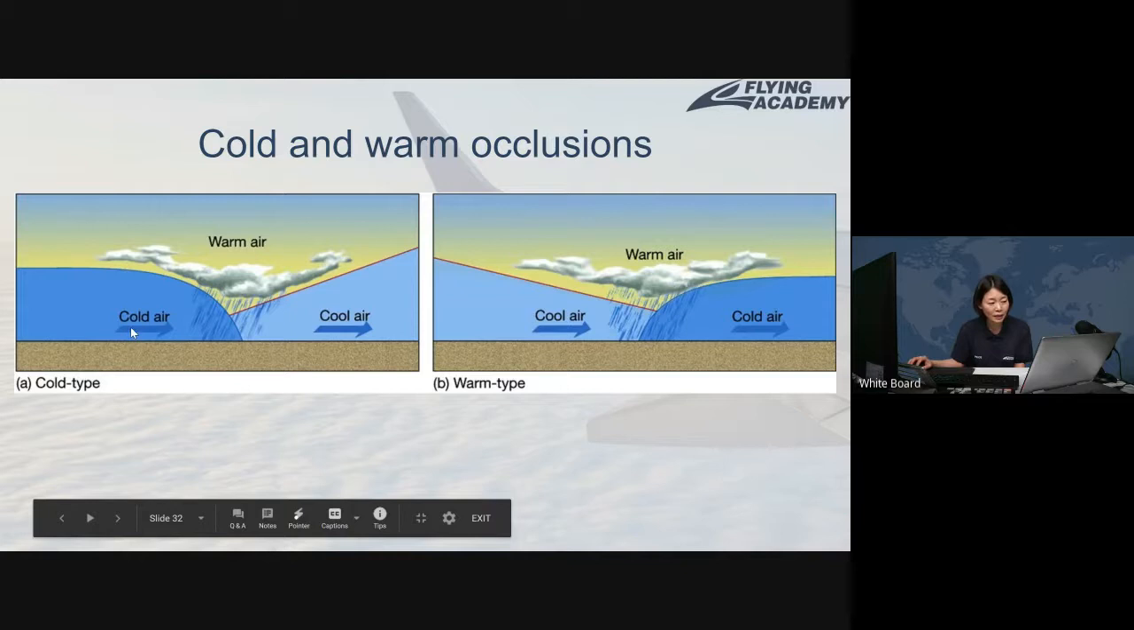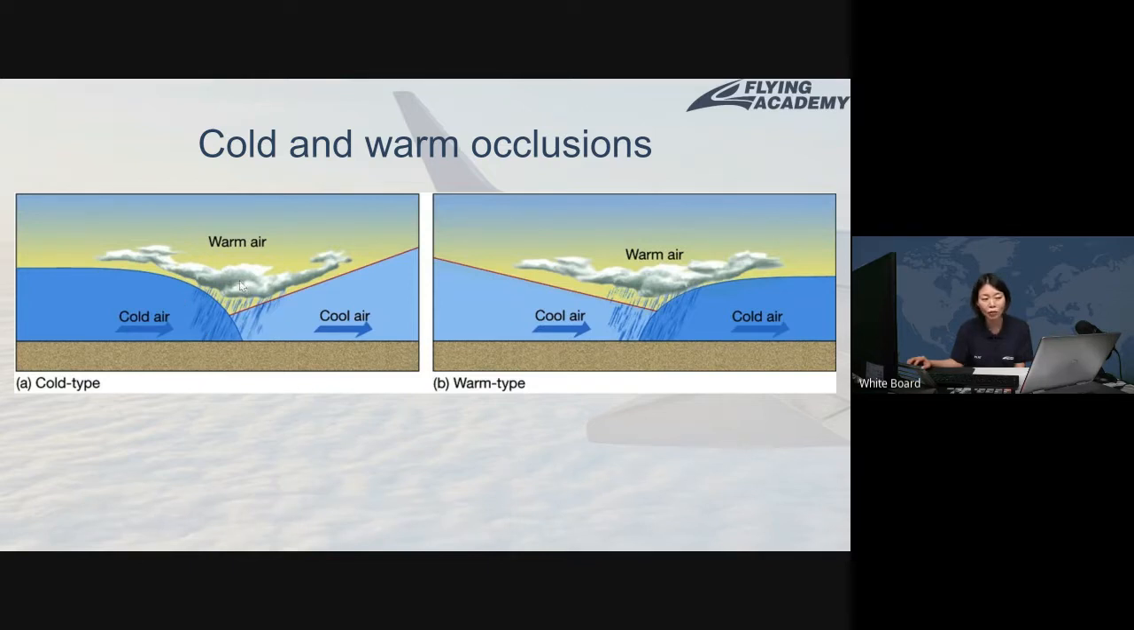So in this case, cold air is coming from behind. This cold air moves fast, and it just comes and catches the warm front. This is the cold type occluded front. But in this one, the warm front just comes and catches the cold front, that one is the warm type occluded front. These are two different things.